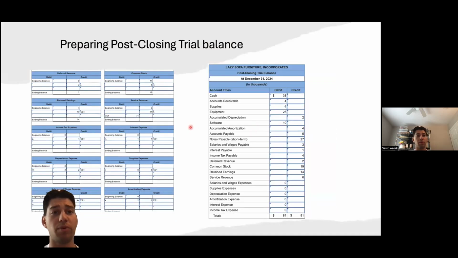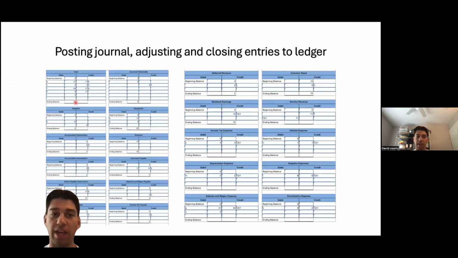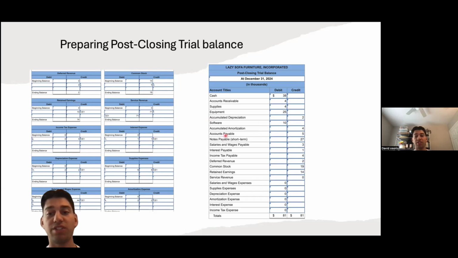And then we prepare a post-closing trial balance to make sure all our debits and credits are equal. As we talked about, we go back to the ledger and look at all the ending balances and post them into the post-closing trial balance. The ending balance of cash, as we can see on the back, is 38, and all the permanent accounts are the same. The only things that change are the zeros that you can see right here at the bottom, on all the expense accounts and the revenue.